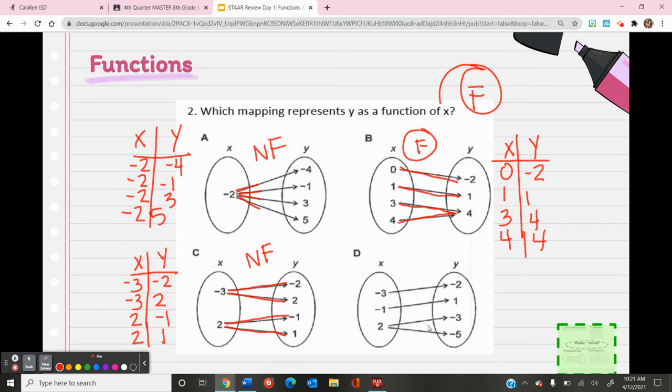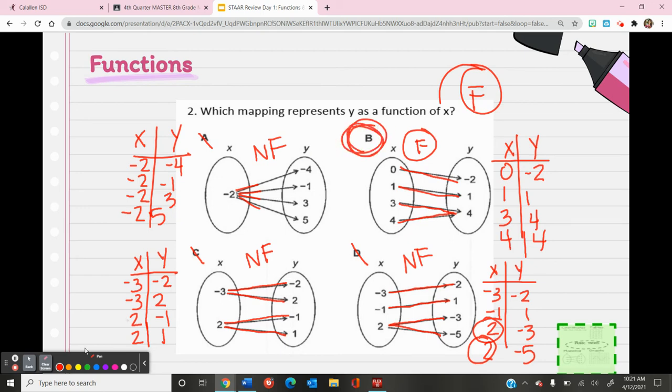Let's go ahead and look at D just to make sure I don't have more than one answer. So for D, I'm going to draw out a table for us again. I have -3 being paired with -2. I have -1 being paired with a +1, but then here I have a +2 being paired with a -3, and I also have it being paired with a -5. So this is telling me that this is not a function. I have x values repeating. So A, C, and D are not my answer, but B is.